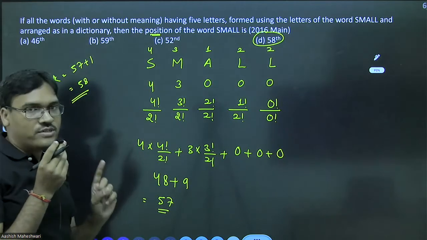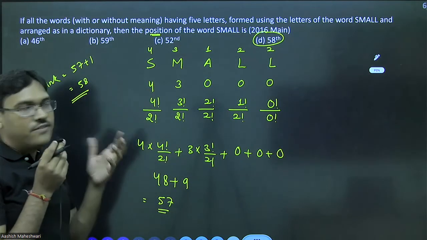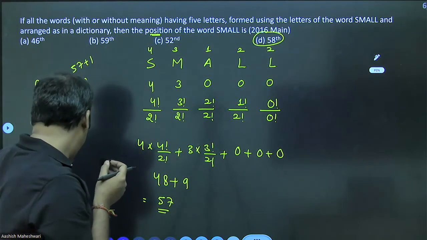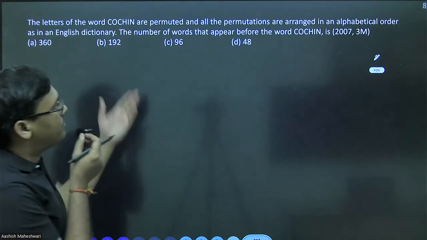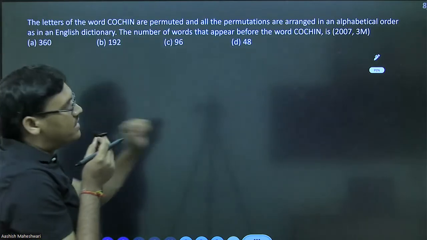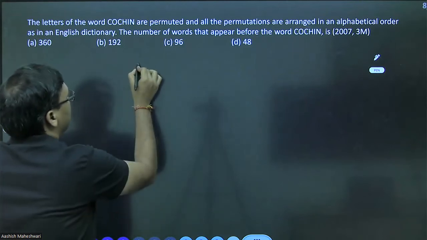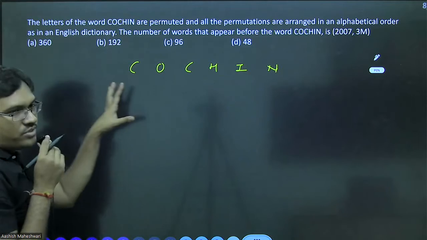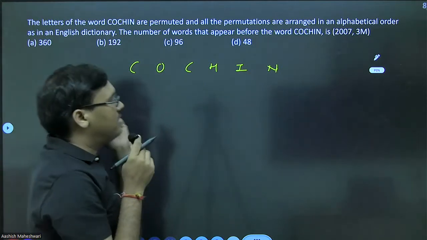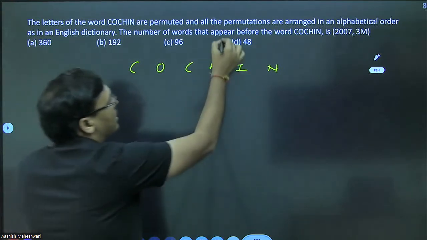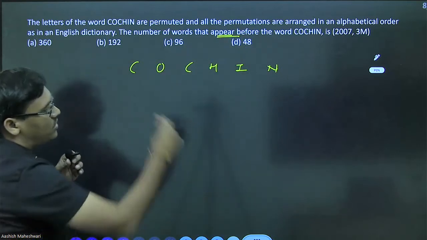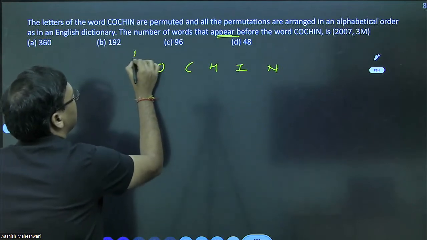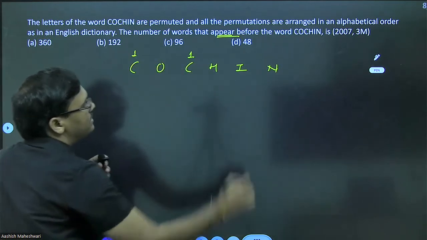I'll take one or two questions also, because this part is a little confusing sometimes, which factorial you have to divide. So I'll take one more question so it will be clear. Yeah, same question. You have to again arrange in the dictionary order. The word is COCHIN. You can just pause this video and try once, and then you can check the answer. You have to again find the number of words that appear before the word COCHIN. So now again, we will have dictionary order A, B, C, D, E, F, G, H.